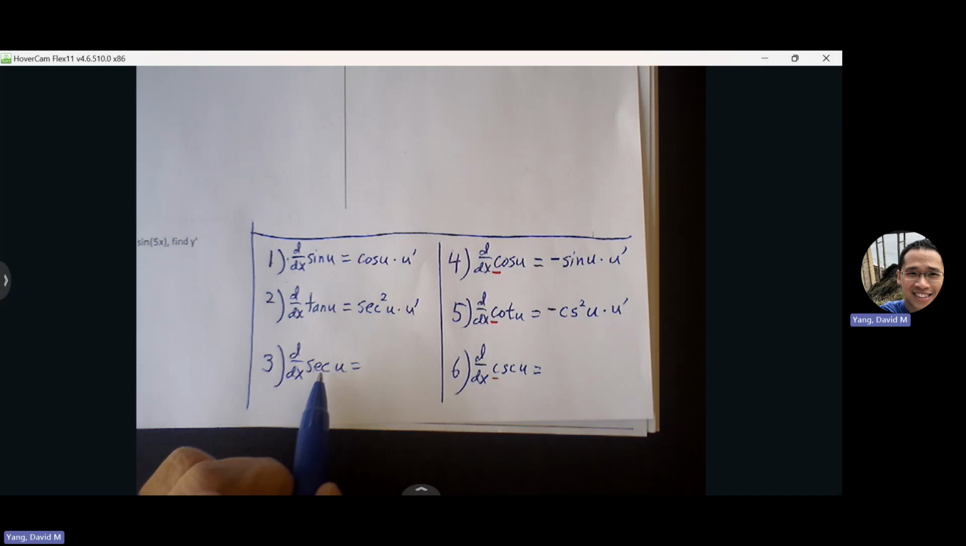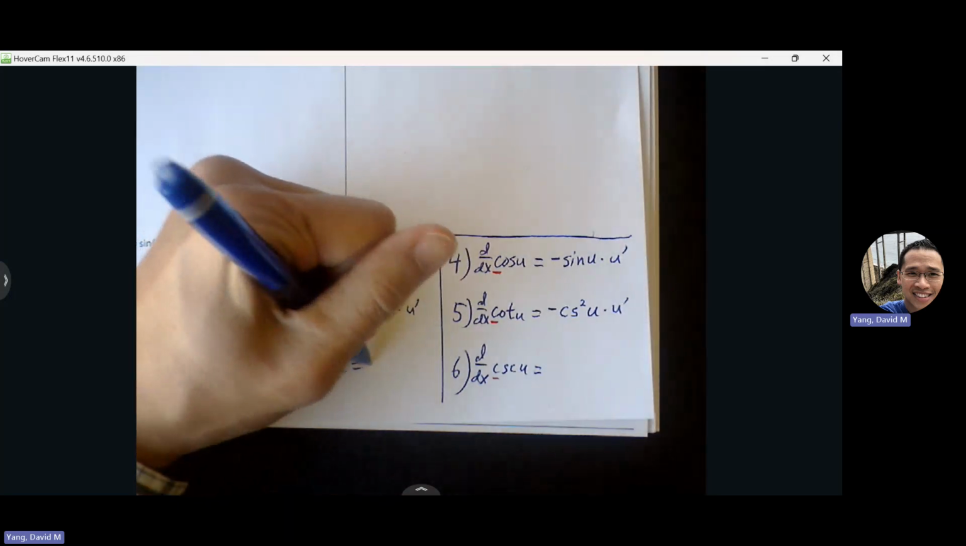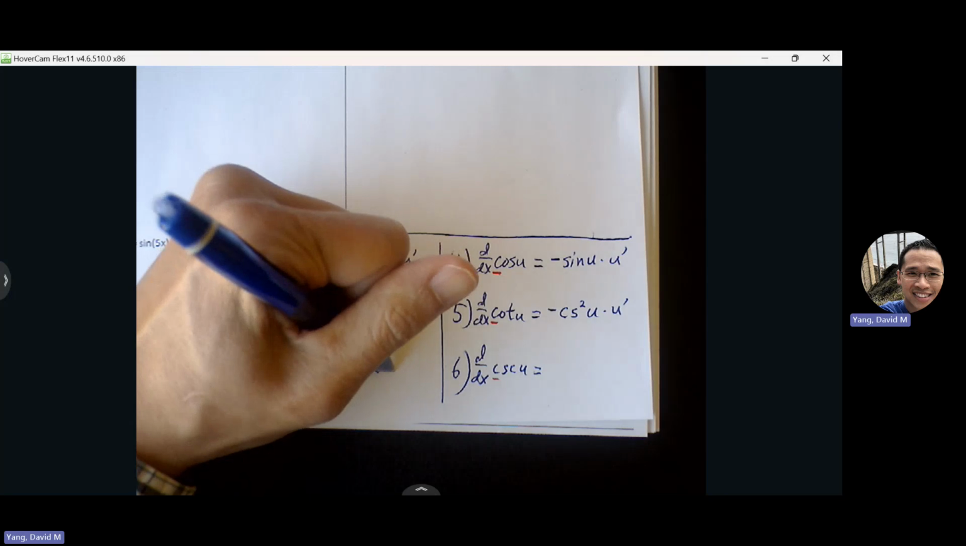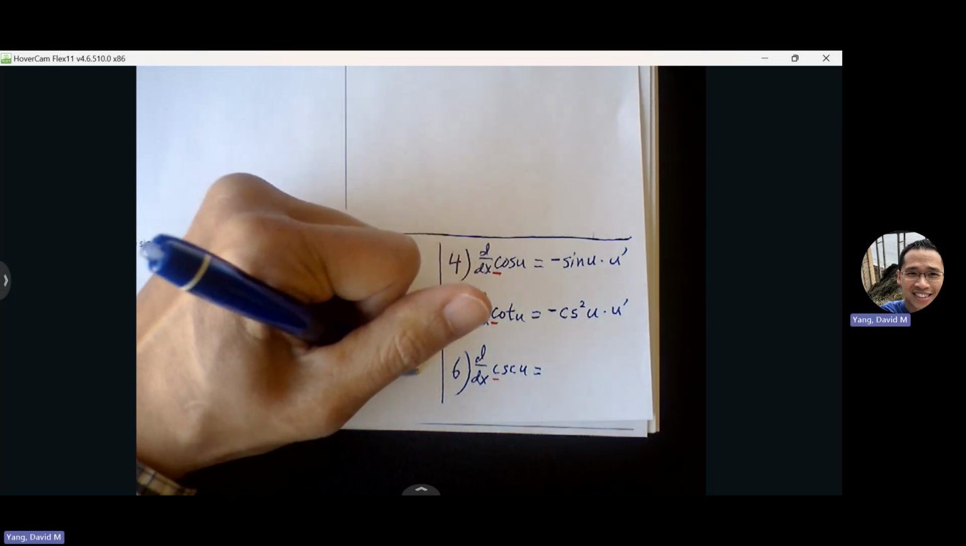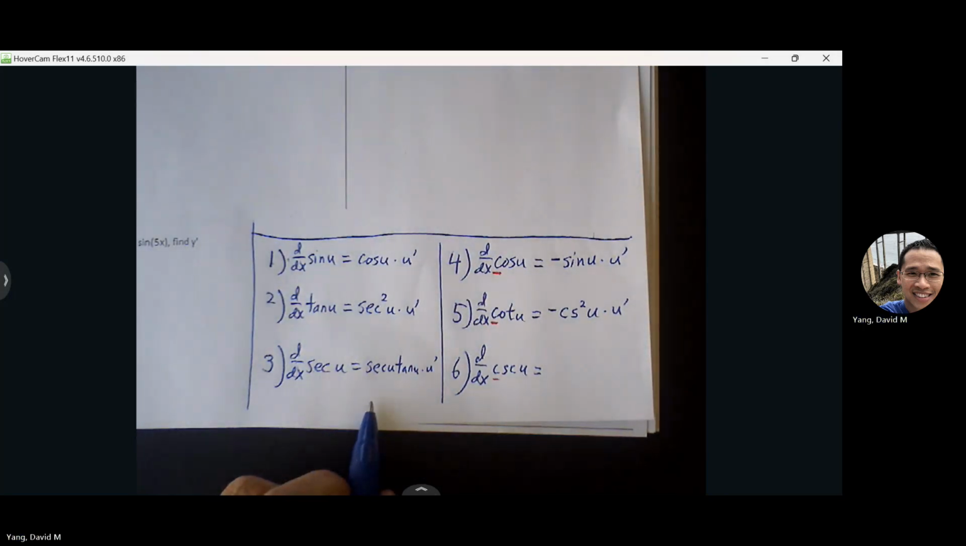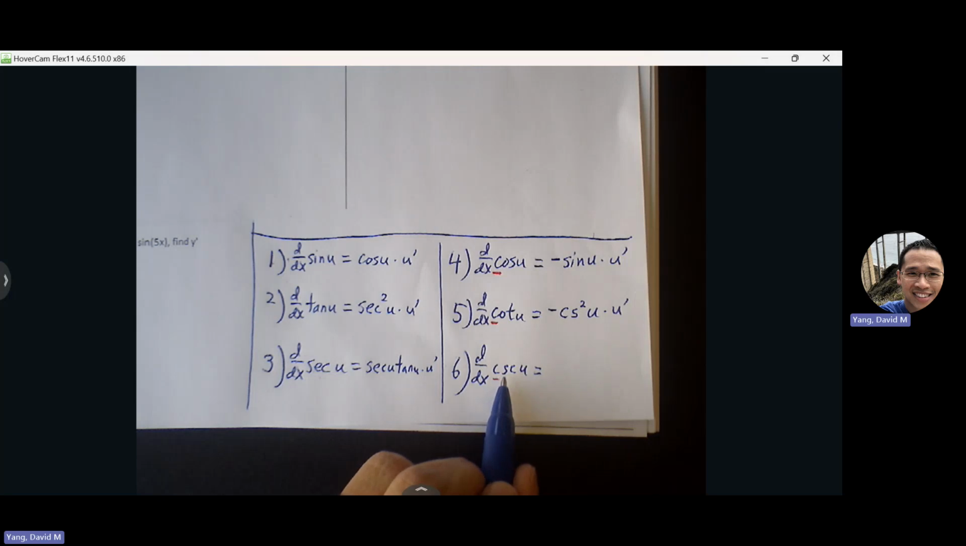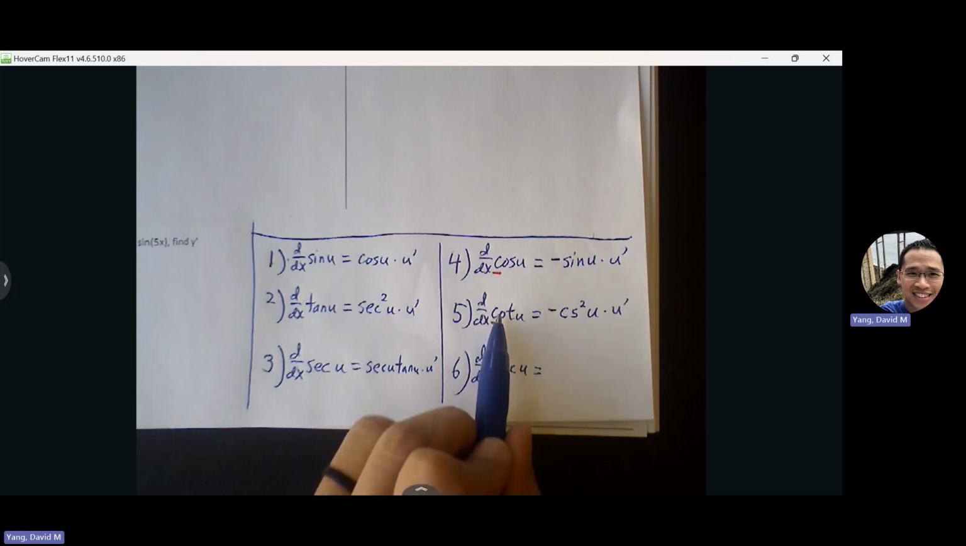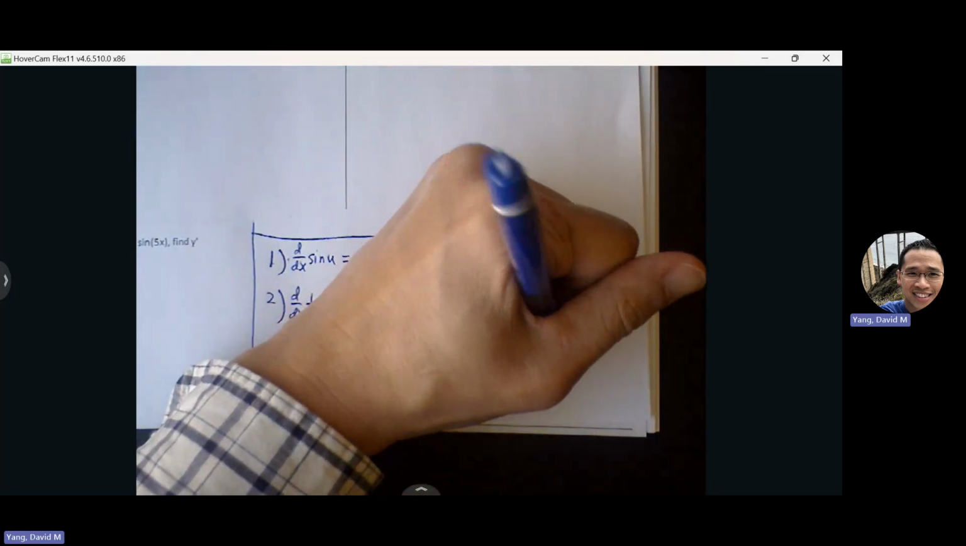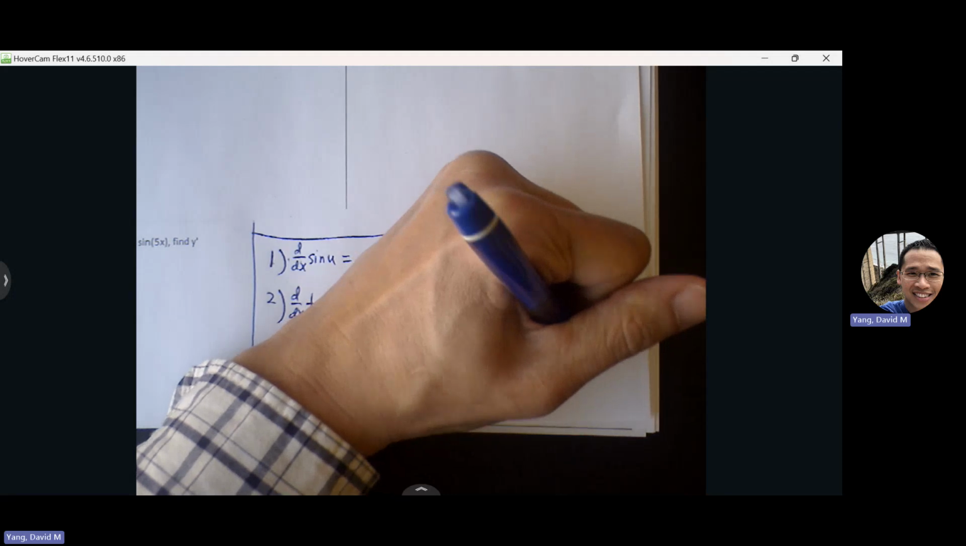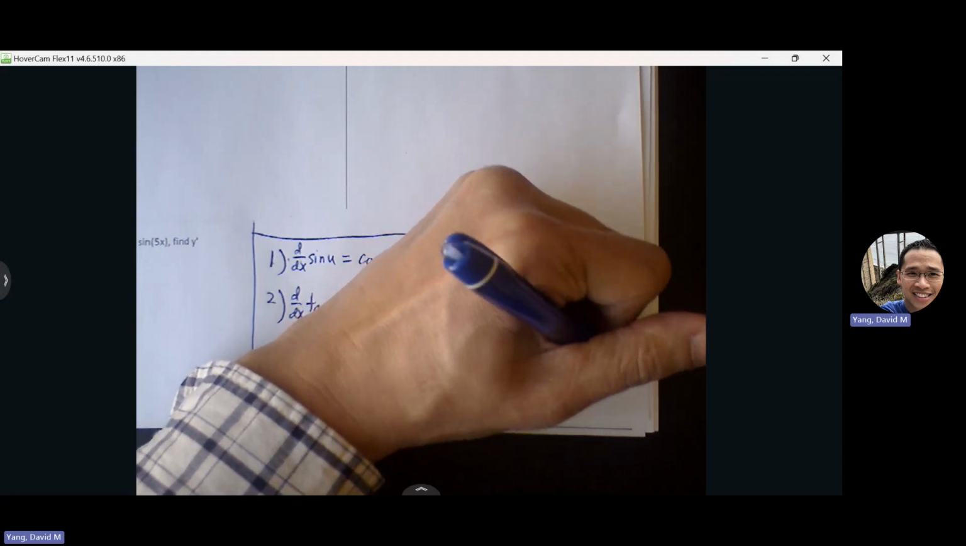Finally, your secant's derivative is going to be involving itself and the one above it. So secant is secant u tangent u times u prime. And then cosecant will do a copycat as well. It'll look at itself and look at the one above it, but it's negative. So negative cosecant u cotangent u times u prime.